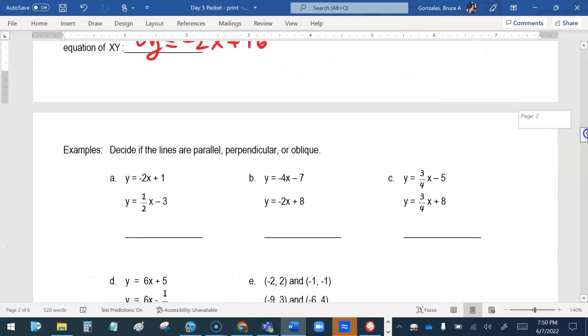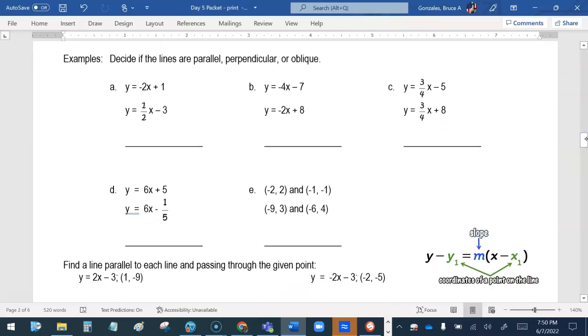All right, scrolling. Now, we want to find out if these lines are parallel, perpendicular, or oblique. Okay. Now, here's how we tell. Parallel has the same slope. So we're going to make some little notes, actually, we'll do it over here, off to the side. So parallel is the same slope.